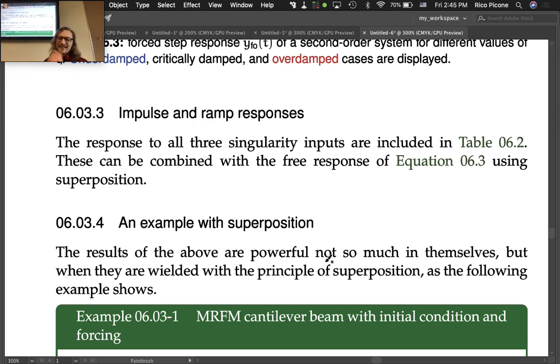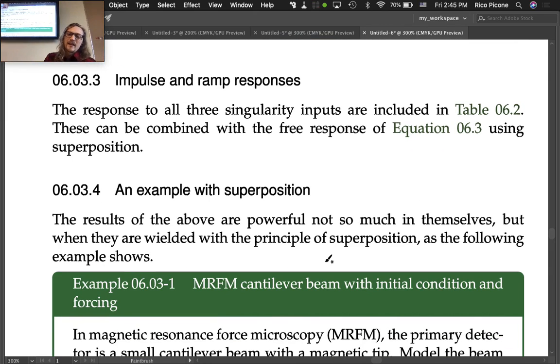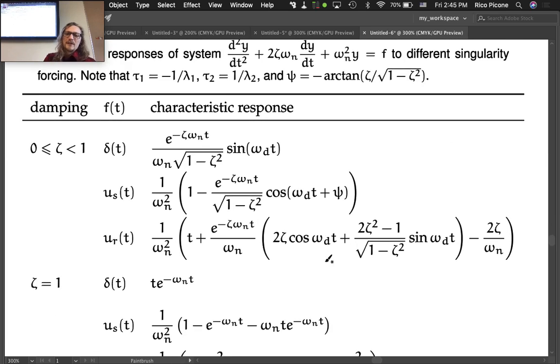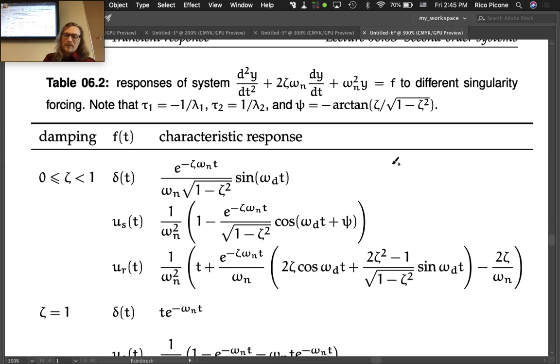Impulse and ramp responses. So we could do something similar. We could analyze the impulse responses and the ramp responses too. The analytic solutions are given in the table. So let's look at the table for a minute before we finish up, because I am not going to do the example today. We'll do that on Monday. So what we're developing here are characteristic responses of the second order differential equation that we introduced at the beginning of the lecture with the forcing function f for different singularity forcing functions.